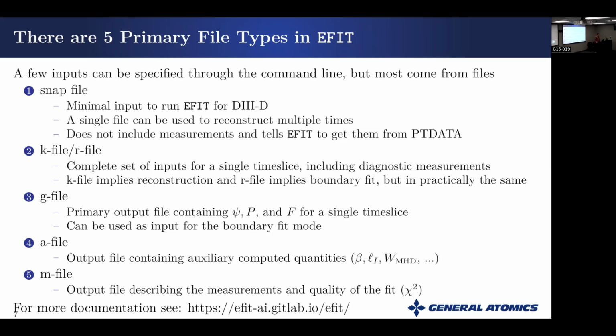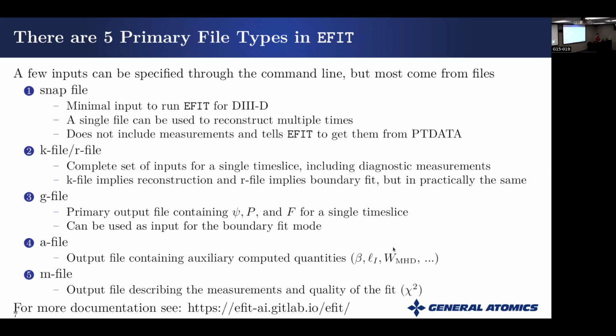So, a mnemonic way to remember these: the snap file is the quickest and easiest, especially if you're not using OMFIT. The K file is where you would put kinetic information. The R file can resolve for the boundary with different profiles. For example, a G file is sort of the most general output of EFIT. An A file contains auxiliary information, and the M file is measurements. This is all documented in much more detail on our GitLab page.